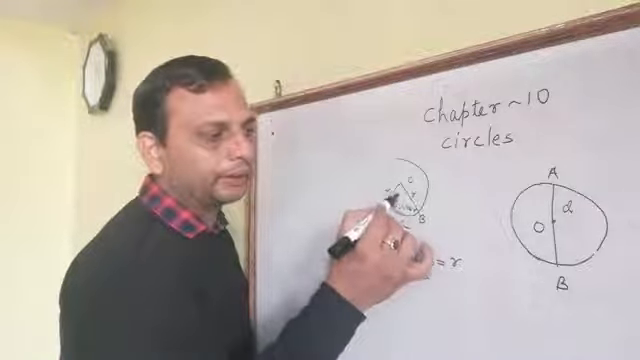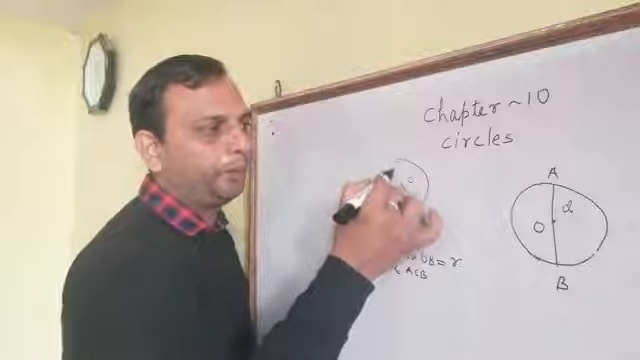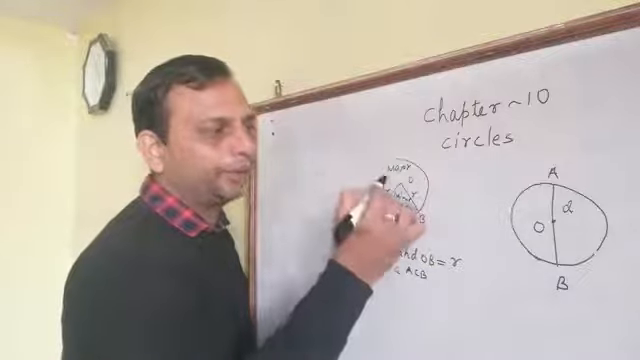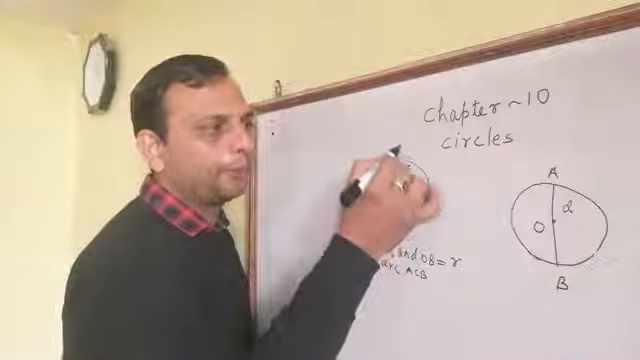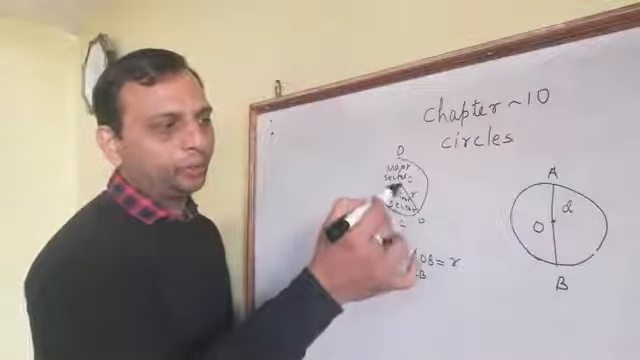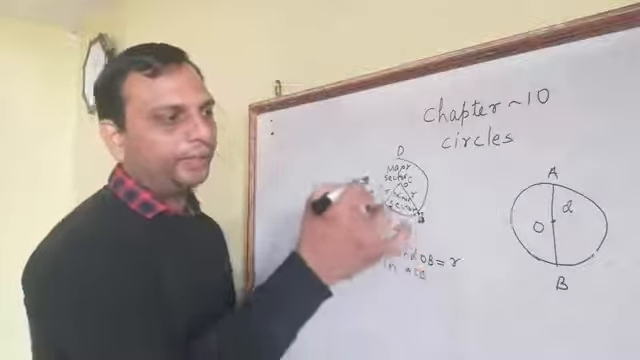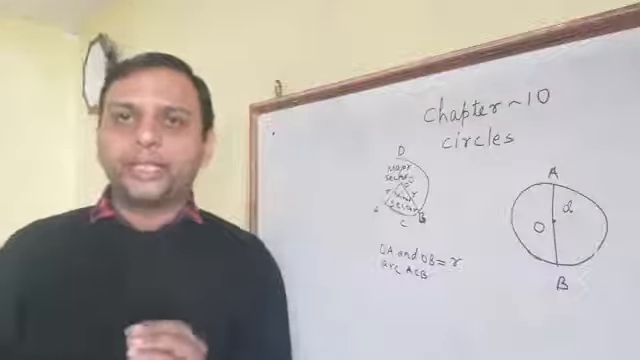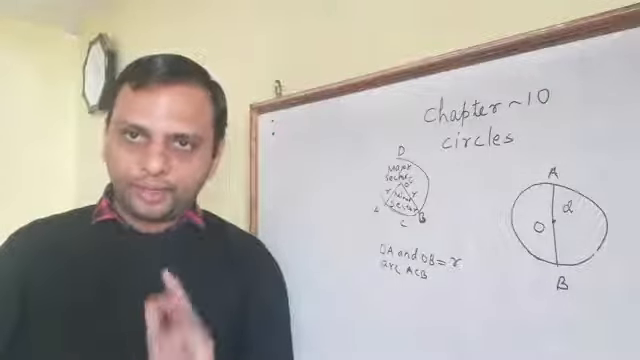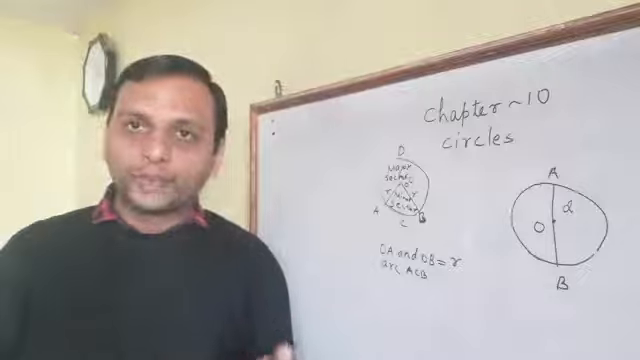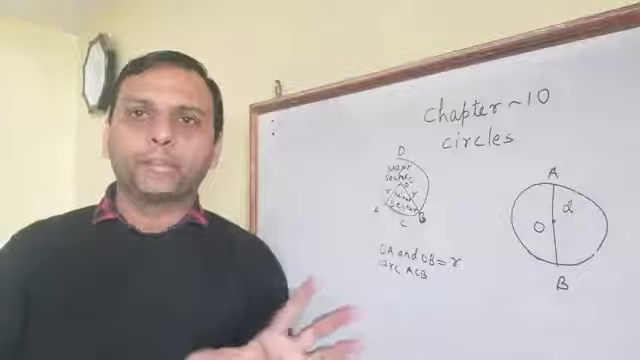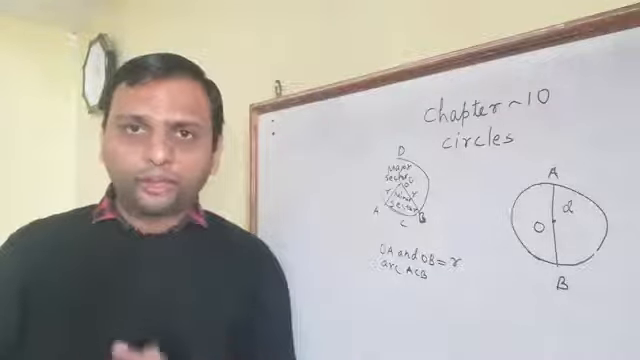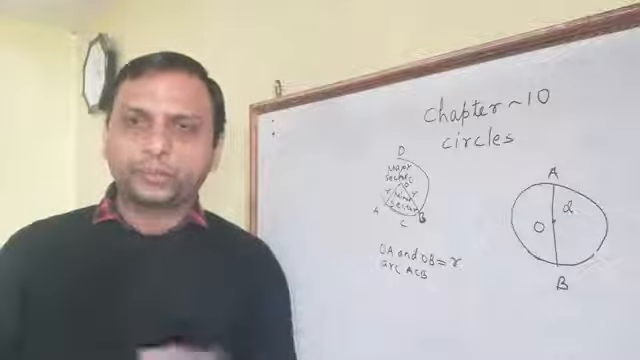This is called the minor sector, and this will be the major sector. Here OA is a radius, OB is another radius, and ADB is the arc. So a sector means two radii and one arc. A circle has two sectors, the minor sector and the major sector. Major means the bigger part, and minor is the small one. And a segment is one chord and one arc. I hope all these points are clear to you.